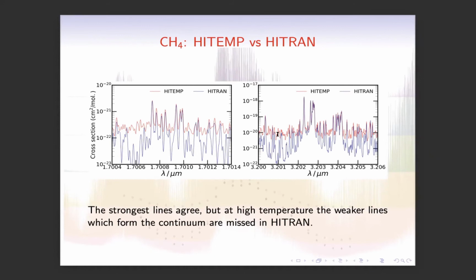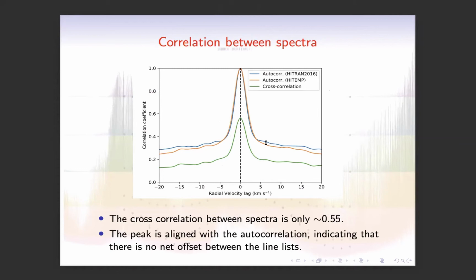This spectrum was generated, I believe, at around 1,000 Kelvin. If you reduce the temperature to about 800 Kelvin, you get better agreement. So the overall correlation between high temp and high tran goes to, I think, about 0.62, if I remember correctly. So it shows that lower temperature gives better agreement, because it's easy to measure things at room temperature in a lab, whereas it's much harder at higher temperatures, because many more lines come into it as well.